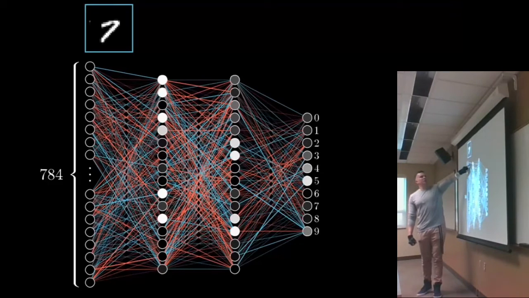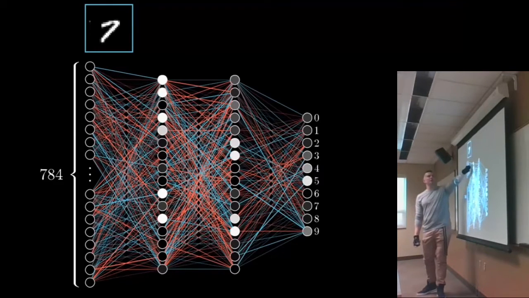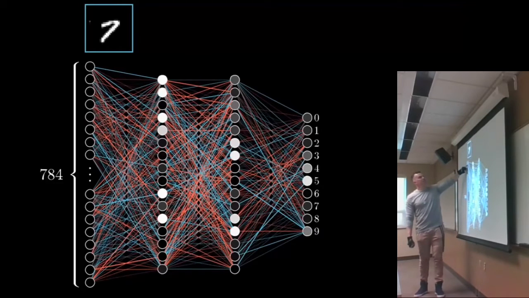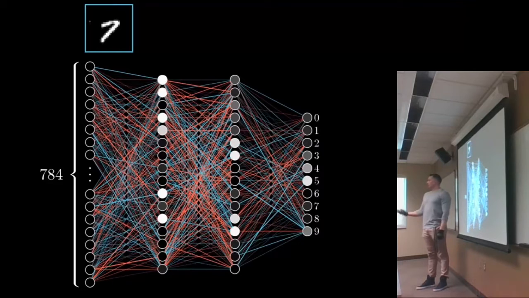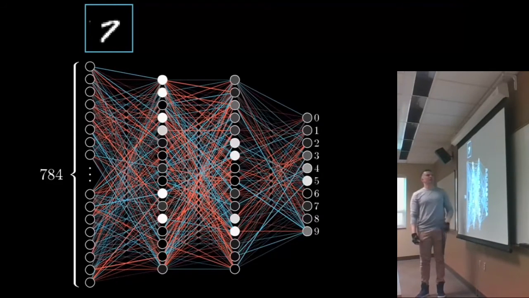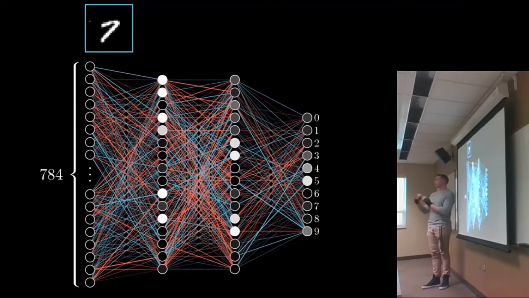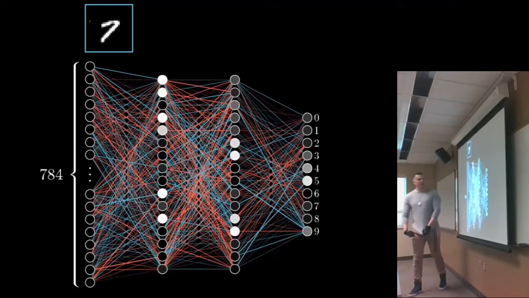And those connections can either be these blue connections, which are positive connections, they increase the likelihood that whatever they're connected to is going to fire, or they can be these red connections, which are inhibitory, negative connections, which decrease the ability of whatever they're connected to firing, or you might not even be connected to each other. Some units are not connected to any other units.